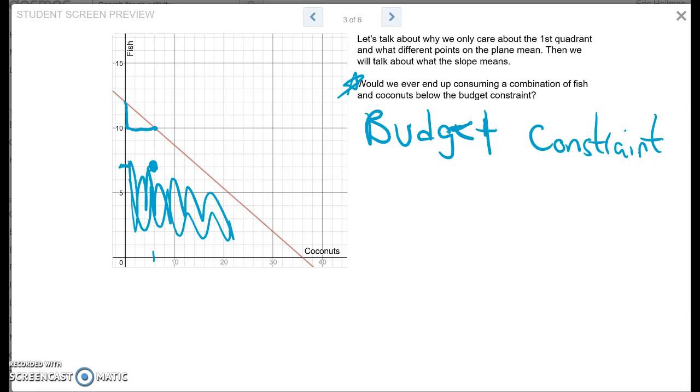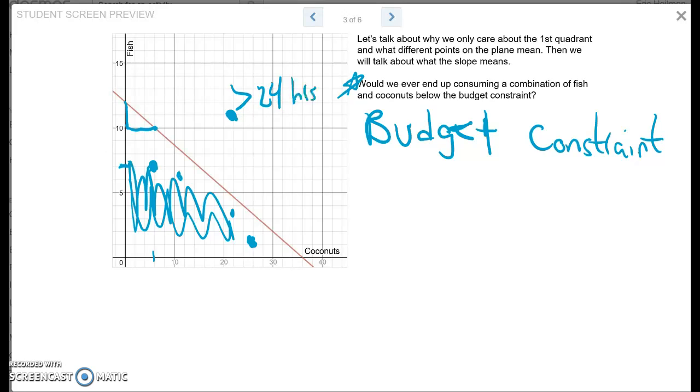In this situation, we are ignoring the need for sleep and other activities, and we're just assuming that you could spend all 24 hours a day doing these two activities. Doesn't seem like maybe you'd have time to eat any of the stuff you're harvesting, but whatever. So the answer is no, we would never end up at any point that's underneath the budget line, and we could also never end up at a point that's above it. To get to this point here, I would need more than 24 hours in a day, and we can't get there.